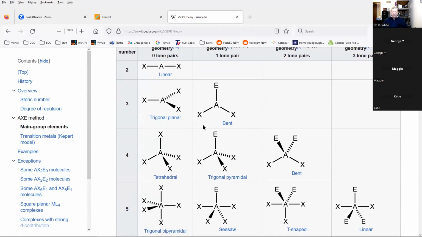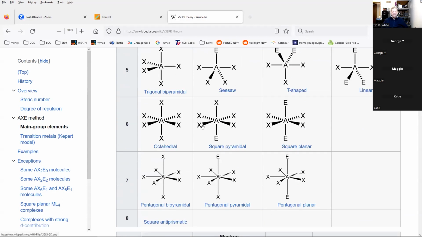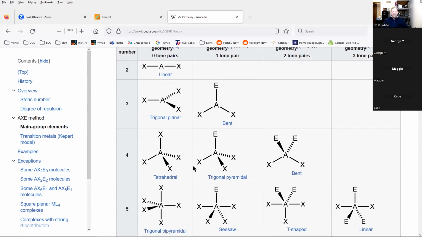Well, if you scroll down, you can see we're here at number 4. If you think of X as hydrogen, each line is a pair of electrons, and the center, A, that is the carbon. And this is tetrahedral. Hold on one second, maybe 2.